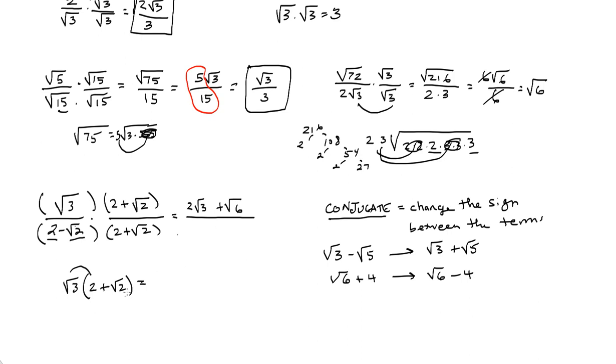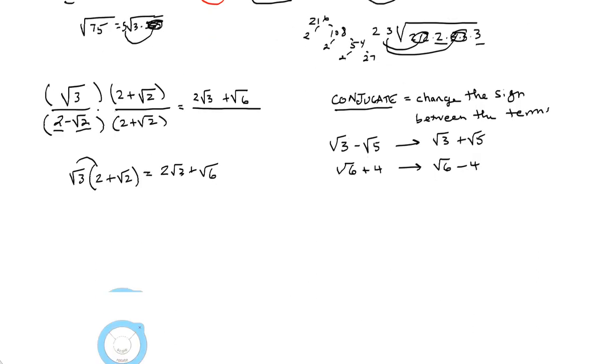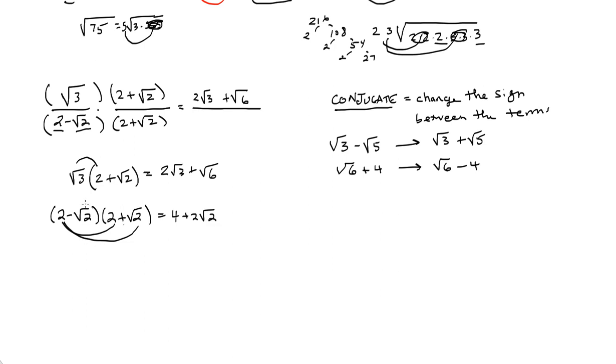Okay? Now, let's look at the bottom. This was 2 radical 3 plus radical 6. Bottom's a little different. We have 2 ways of dealing with the bottom. The first method for dealing with the bottom is just simply foiling. Let's foil. First, 2 times 2 is 4. Outside, 2 times radical 2 is 2 radical 2. Don't multiply outside and inside.